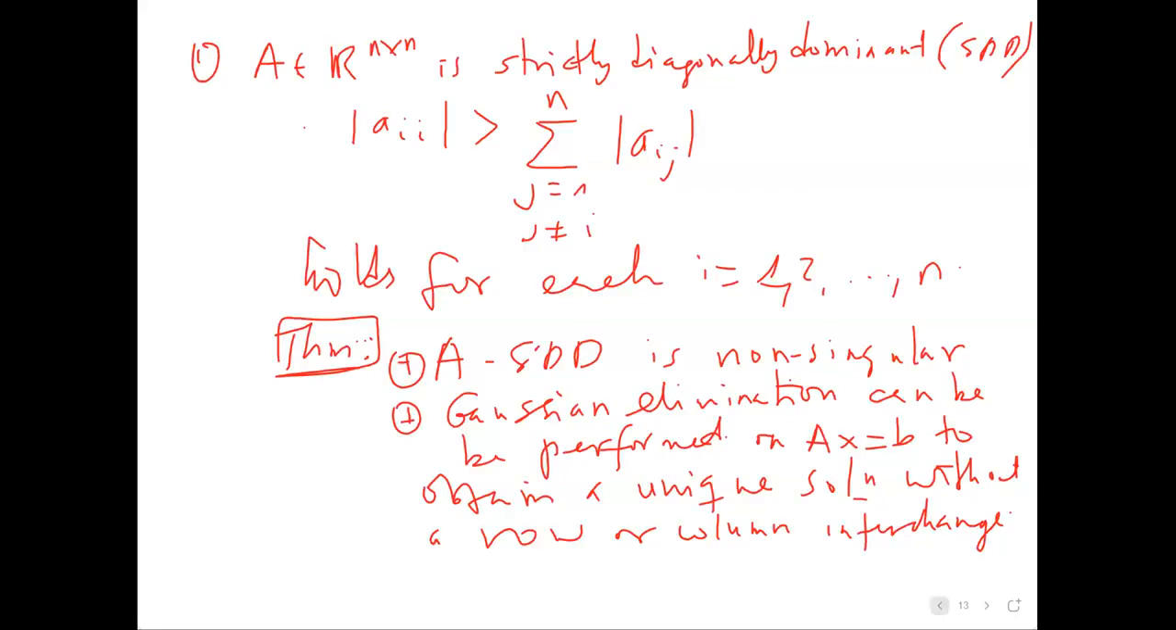Excuse me, Doctor. Yes. Is strict diagonal dominance the same thing as the matrix being positive definite? Now I talk about it. Okay. A matrix is positive definite.